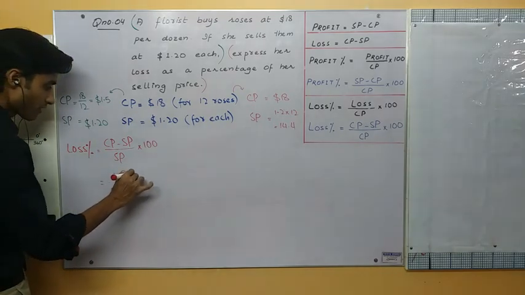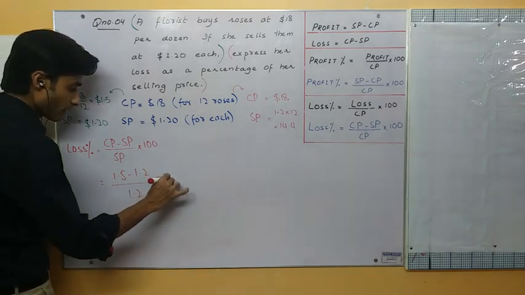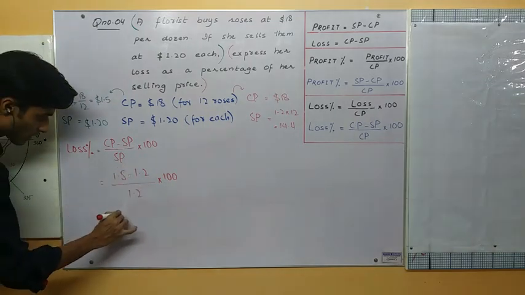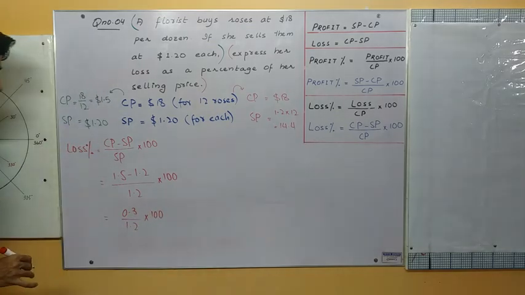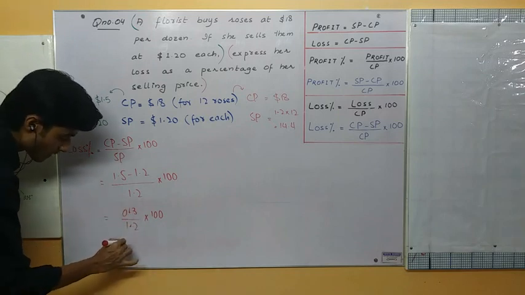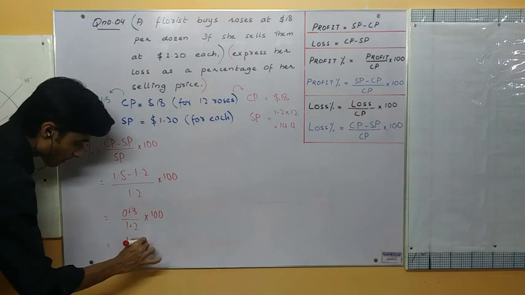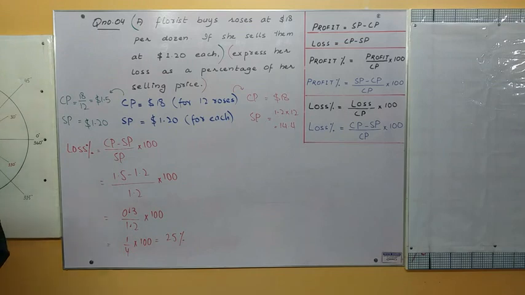Cost price is 1.5, selling price is 1.2, so 1.5 minus 1.2 becomes 0.3, divided by selling price, which is again 1.2, multiplied by 100. We can just cancel the decimal. 3 over 12 becomes 1 upon 4, multiplied by 100, which eventually becomes 25%. So the final answer for this question is 25%. I hope everything is absolutely correct. If there is anything, do let me know. We will try to solve it again.